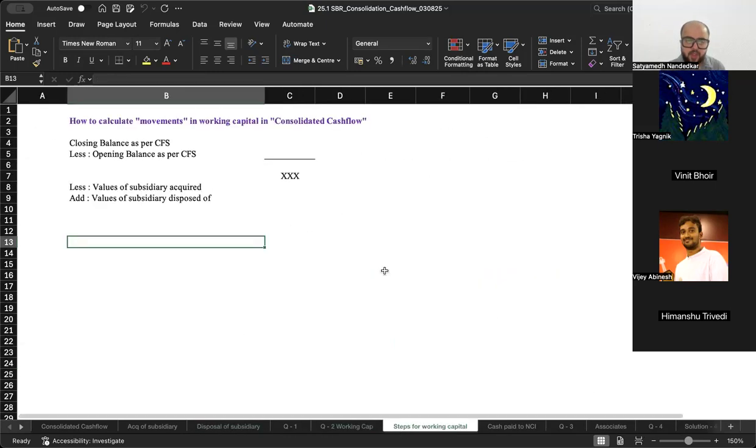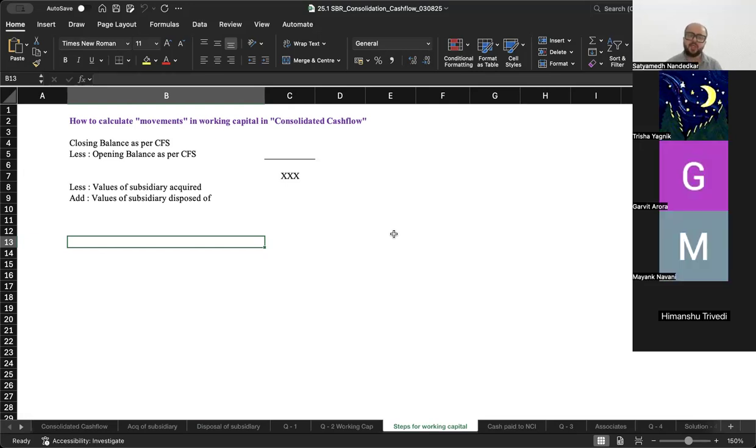Now, when it comes to working capital, that adjustment will often be tested in the consolidated cash flow part. So, closing minus opening as per consolidated financials, less value of subsidiary acquired, add the value of subsidiary disposed of, and that is the final value you should show in the outer column. So, keep this formula in mind.